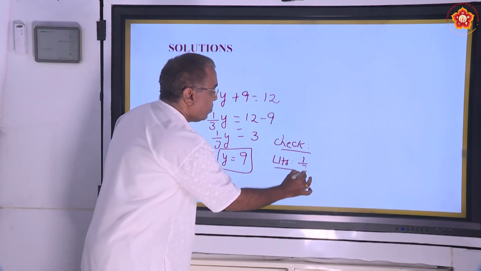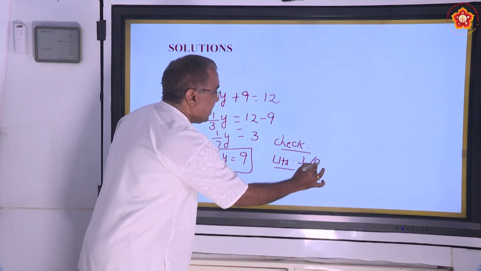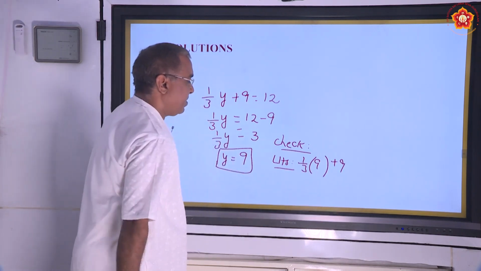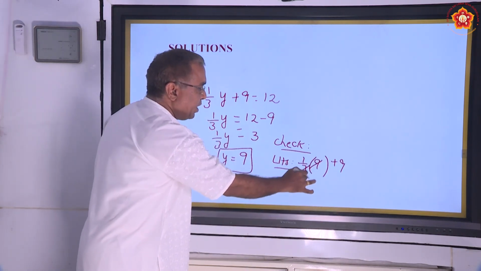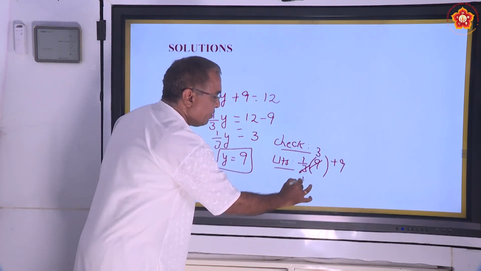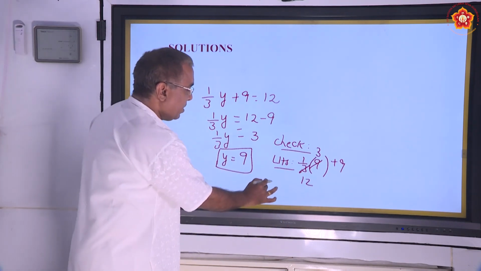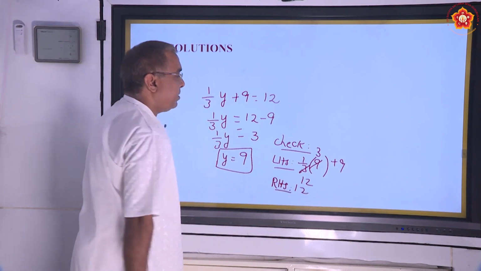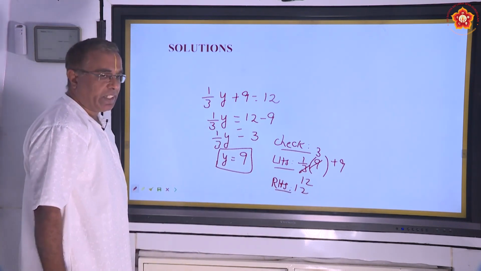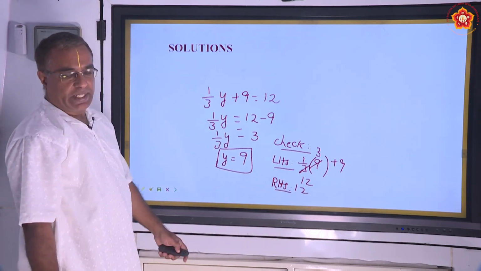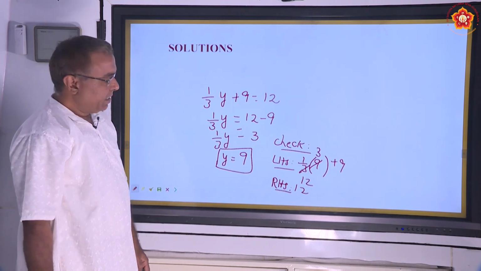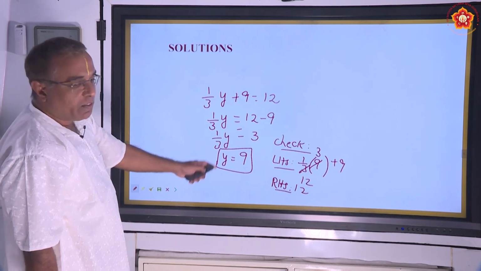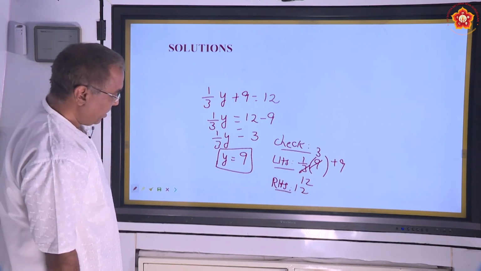1/3 of y, that is 9, plus 9. So, on simplifying we have 9 divided by 3 will be 3, 3 plus 9 will be 12. This is our LHS value, and what is our RHS value? That is again 12. Now, LHS is equal to RHS, which means our solution is correct. In case LHS is not equal to RHS, then it means our solution is not correct.